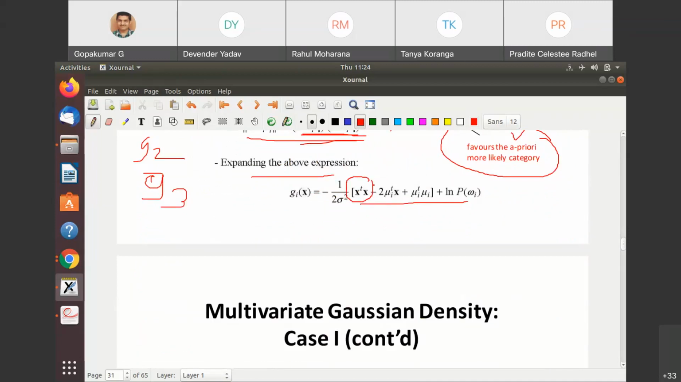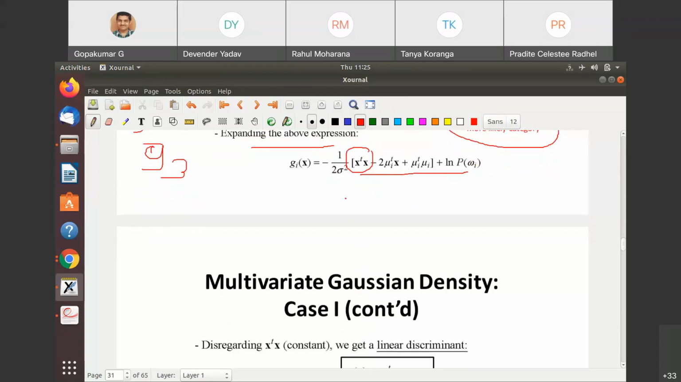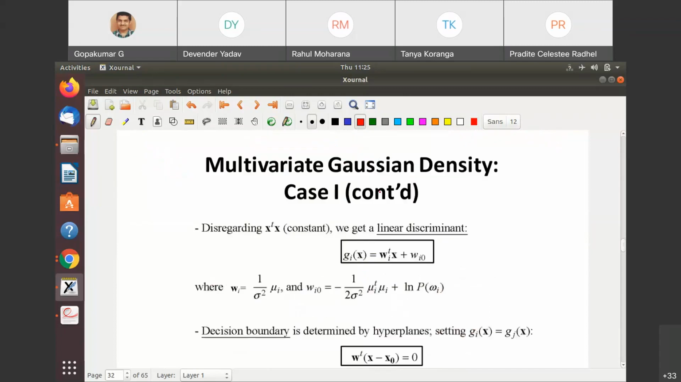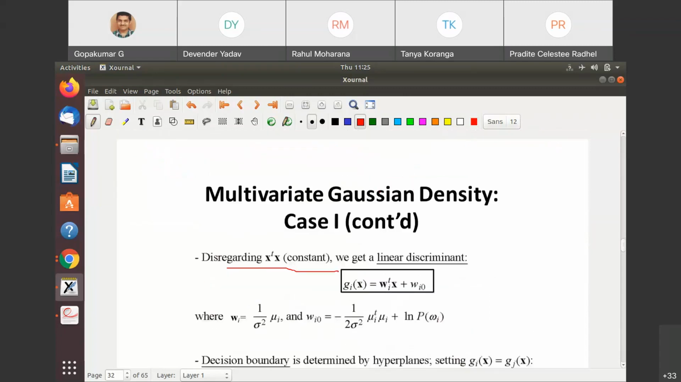That term is also going to be insignificant for our decision making, because it is going to be a constant for g1 of x, g2 of x, or g3 of x, since it is the same feature vector and its transpose. So we can ignore that term, because it is the same for g1 of x, g2 of x, and g3 of x. That is another simplification we can make. By disregarding this constant, we will get an equation of this kind.